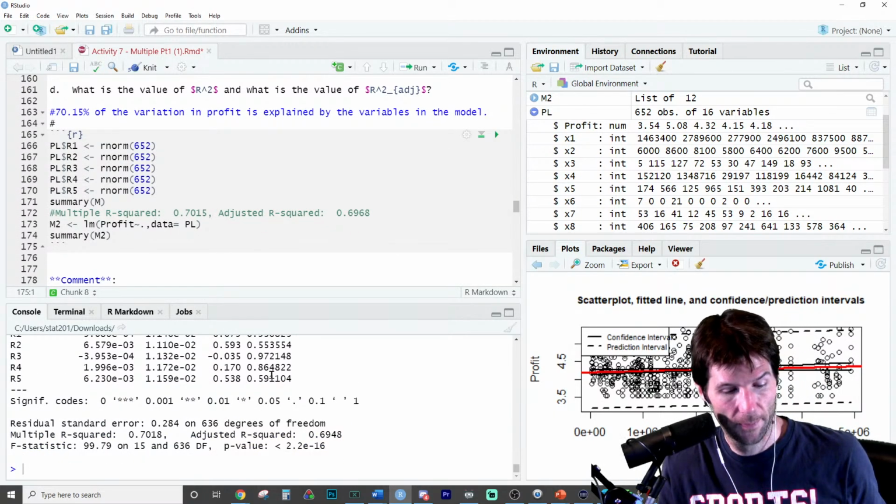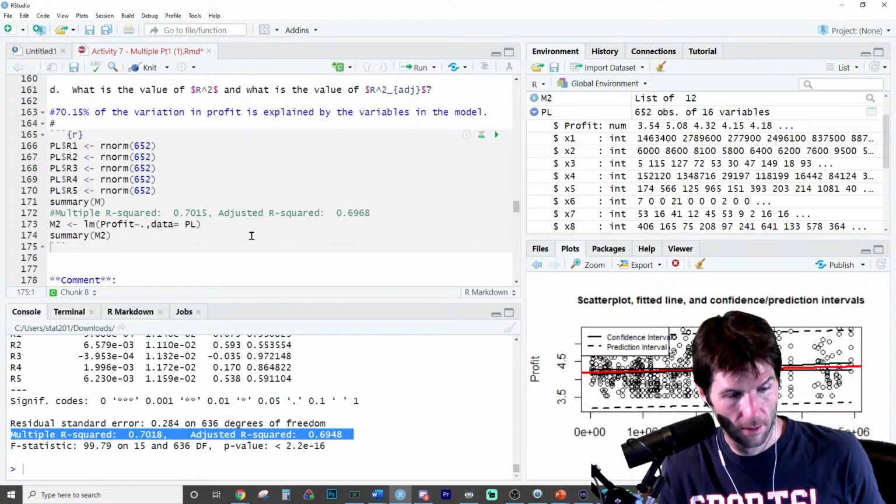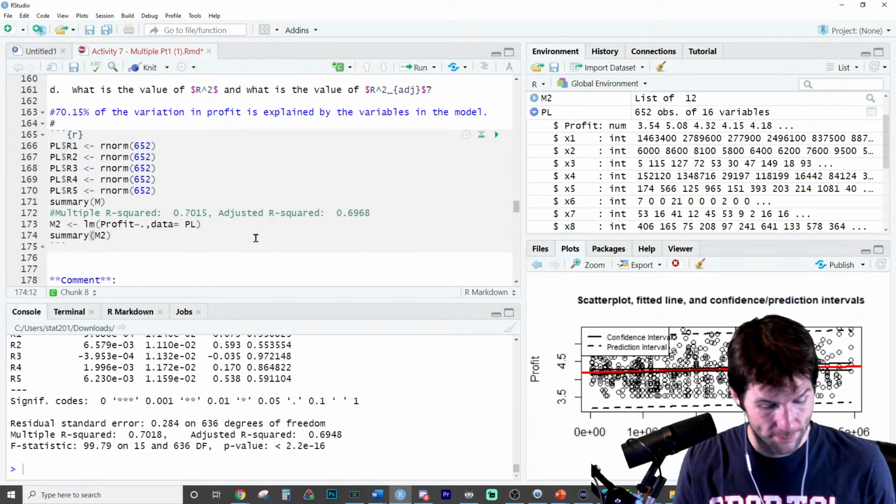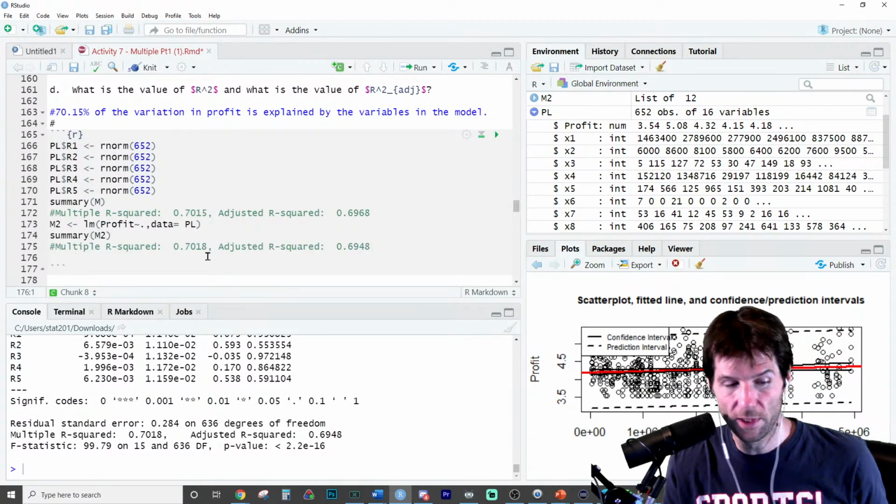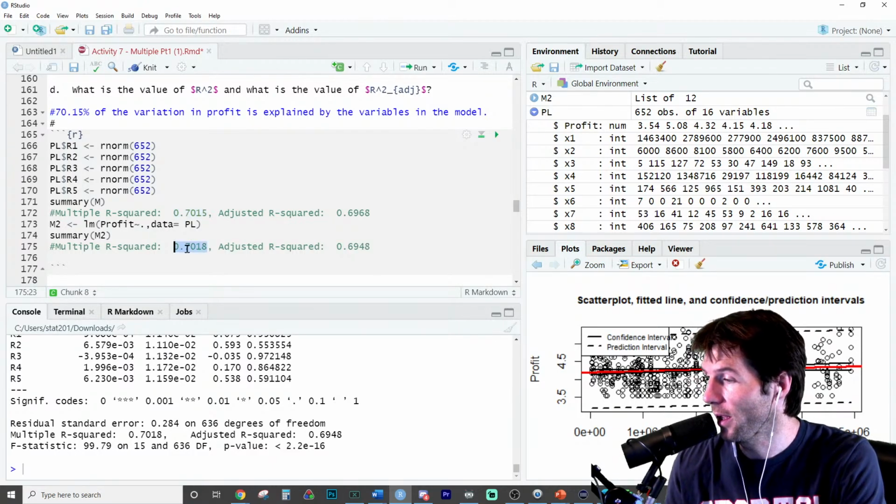It will go up. Didn't go up by much. But take a look, it went up. It has to go up. But what did R squared adjusted do?